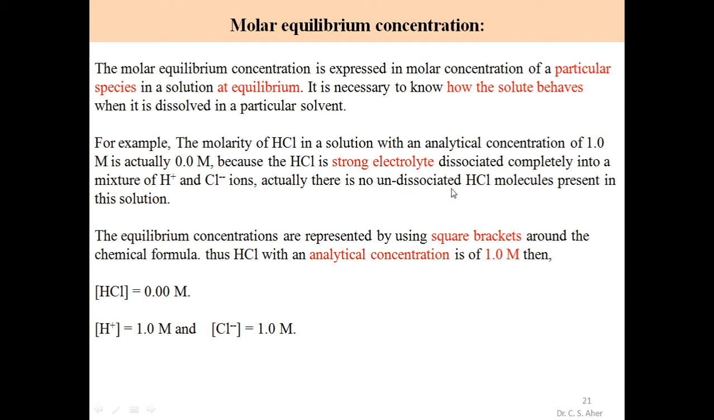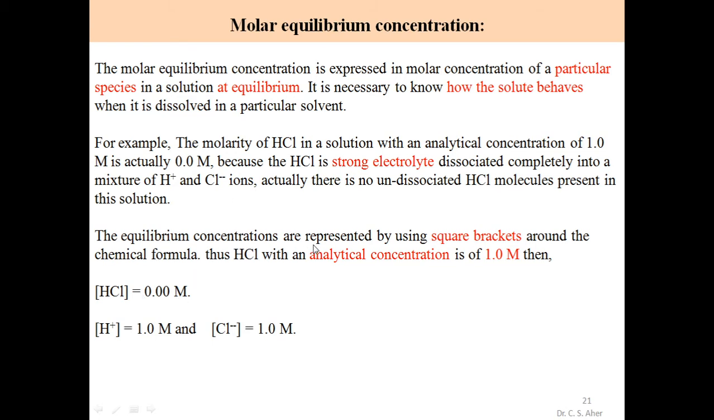So this undissociated HCl concentration is 0. No HCl is present in undissociated form. All HCl is completely ionized or dissociated. And thus when we say the molar equilibrium concentration of HCl, it is 0. But the analytical concentration is 1 molar, while the equilibrium concentration is 0.